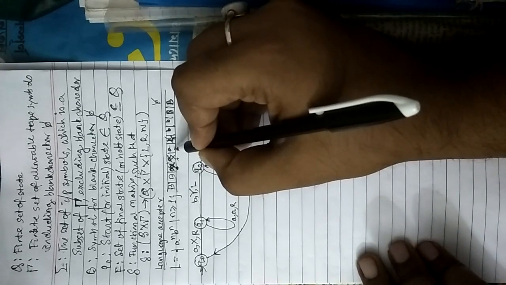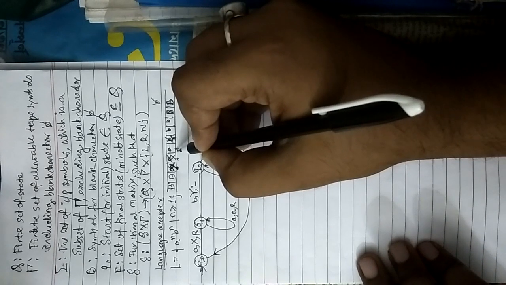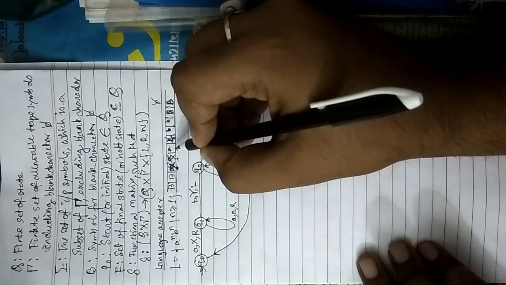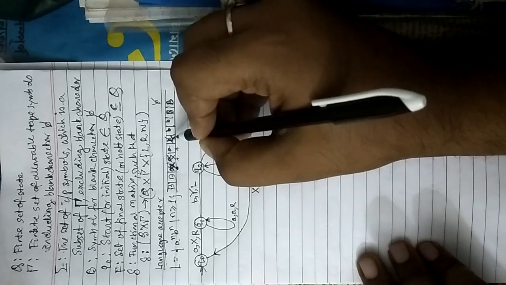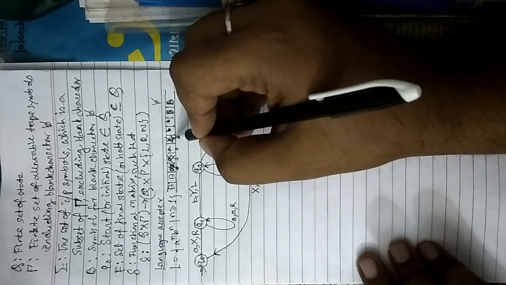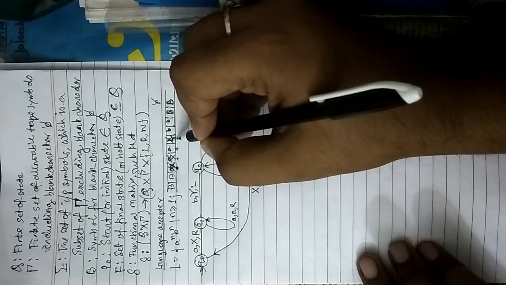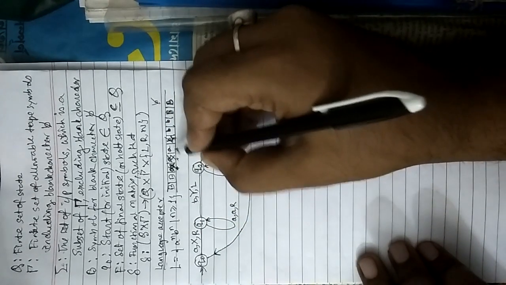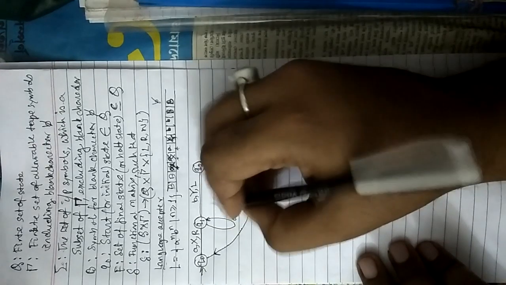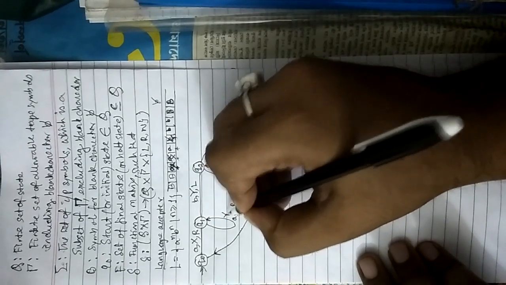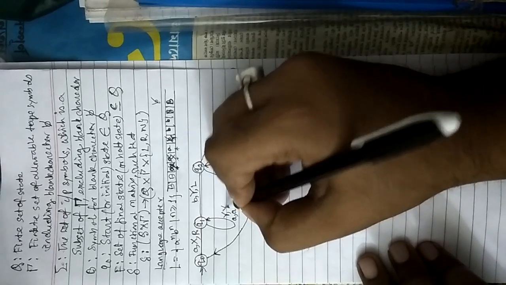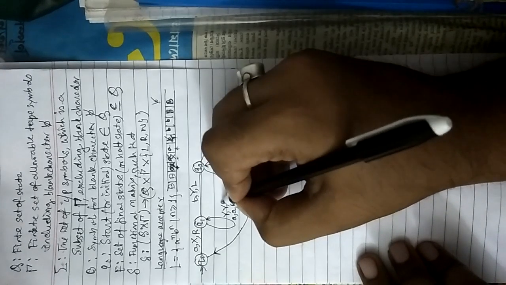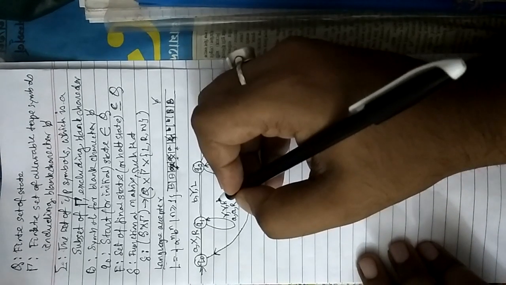Then it reads a and replaces a by a, and then it reads the first Y. When it reads the first Y, it does nothing. You are now at Q1, you have read the first Y, so just replace Y with Y and move towards right.